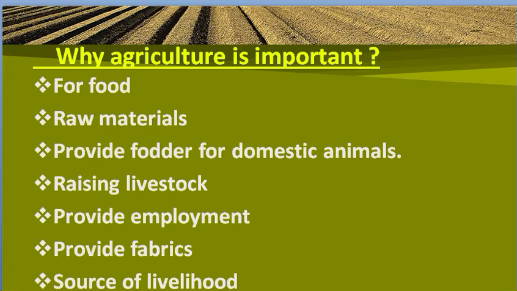Why is agriculture important? Agriculture is important for food, for raw materials, providing fodder for domestic animals, raising livestock, providing employment, providing fabrics, and it is a source of livelihood. I explained this to you in our previous class.